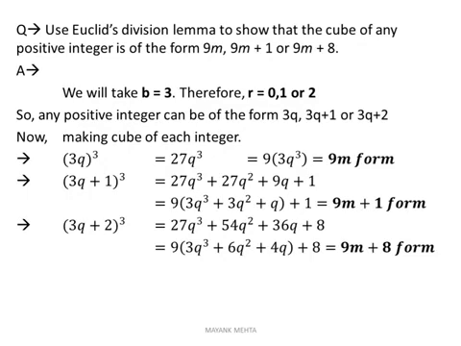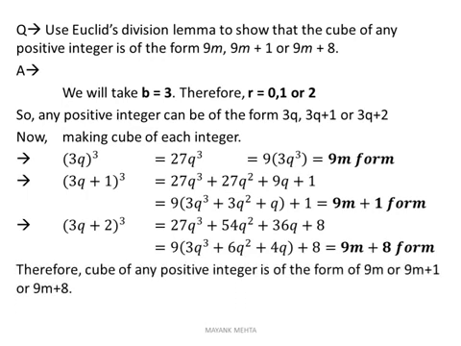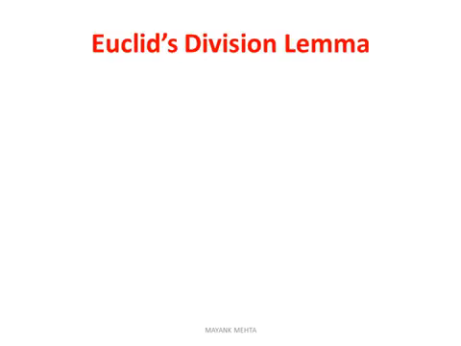So we have proved that the cube of any positive integer is of the form 9m or 9m plus 1 or 9m plus 8. Now again we move towards Euclid's division lemma.